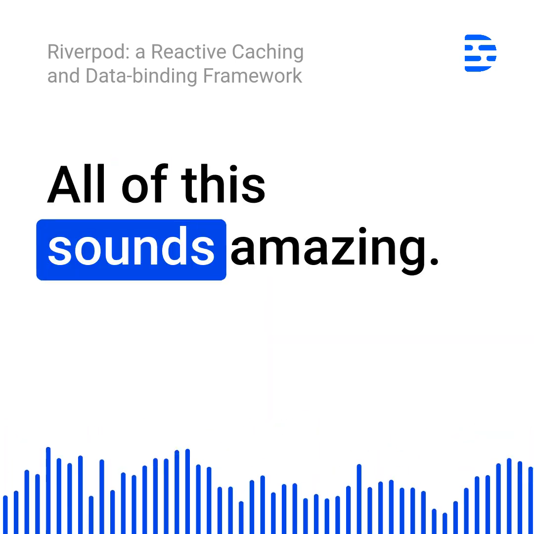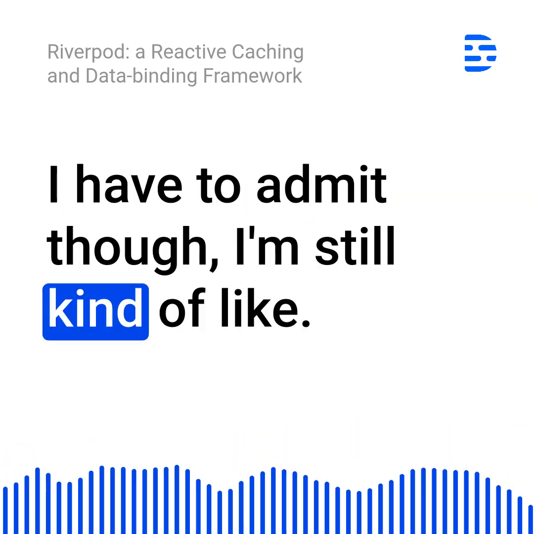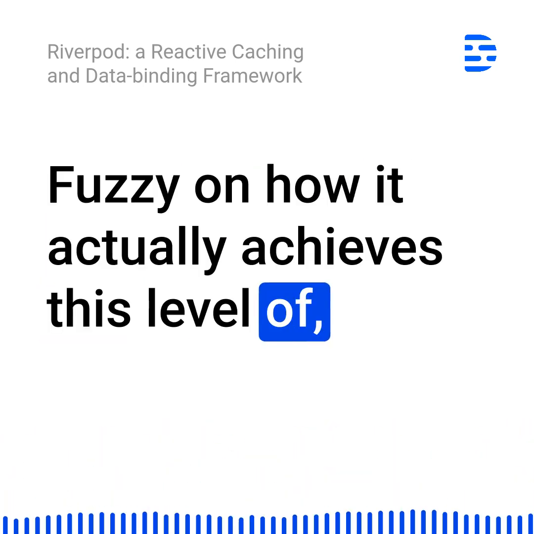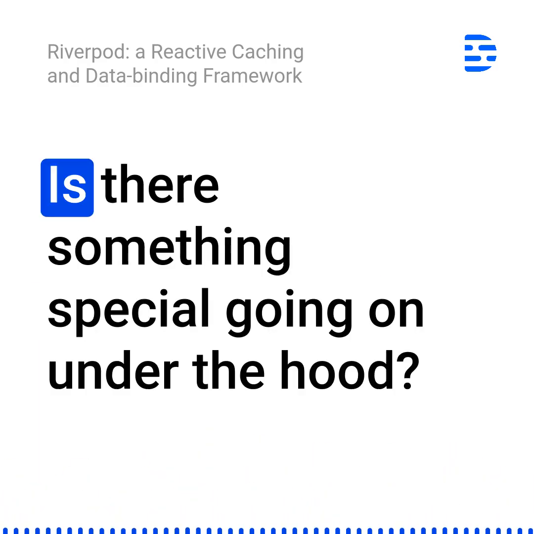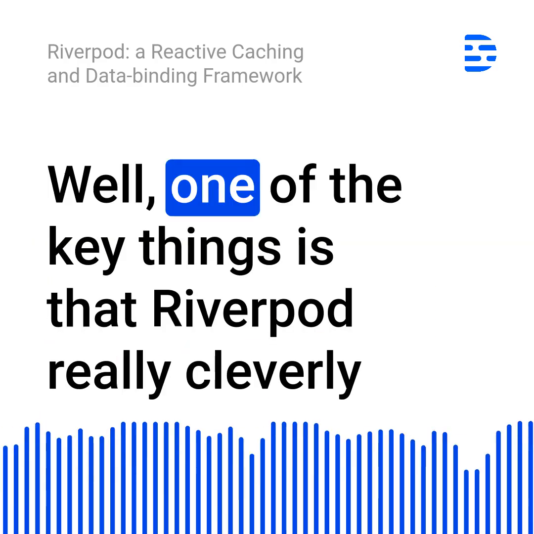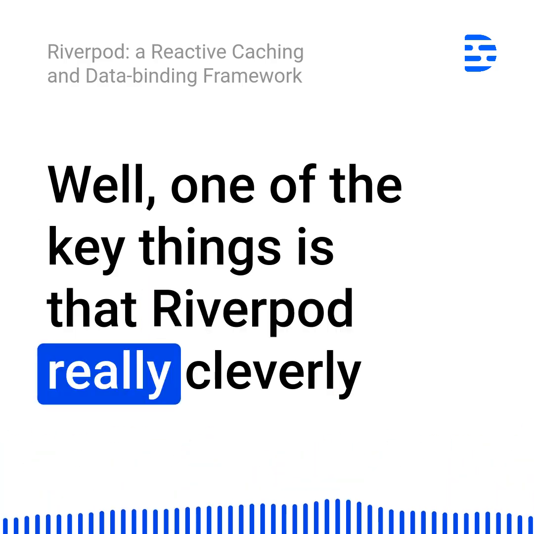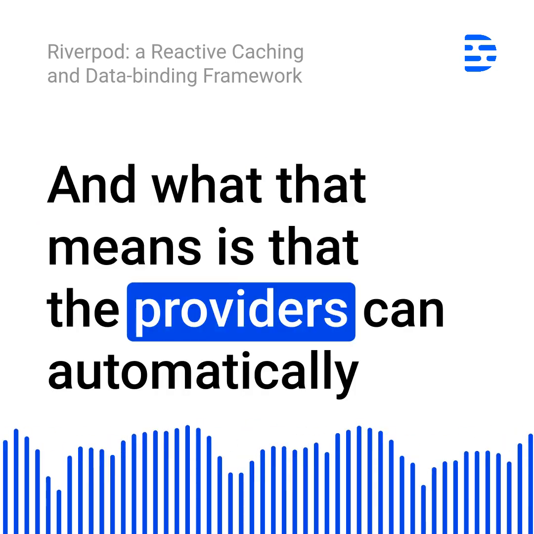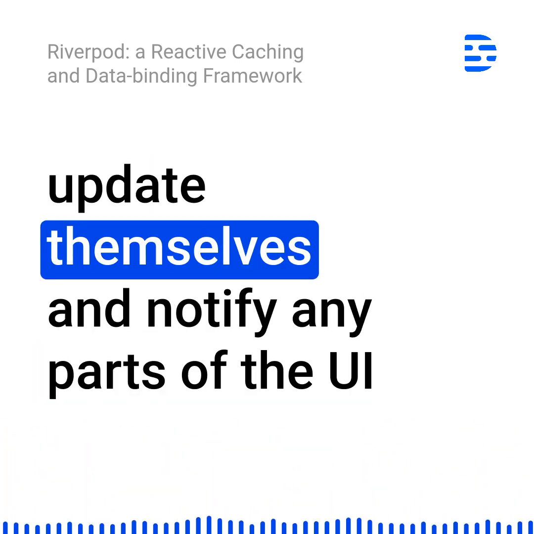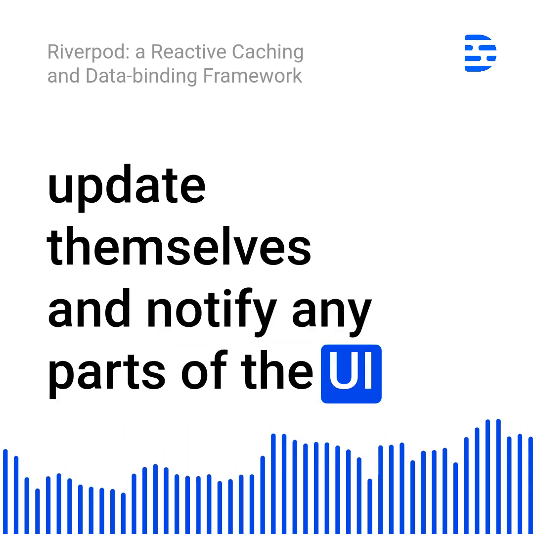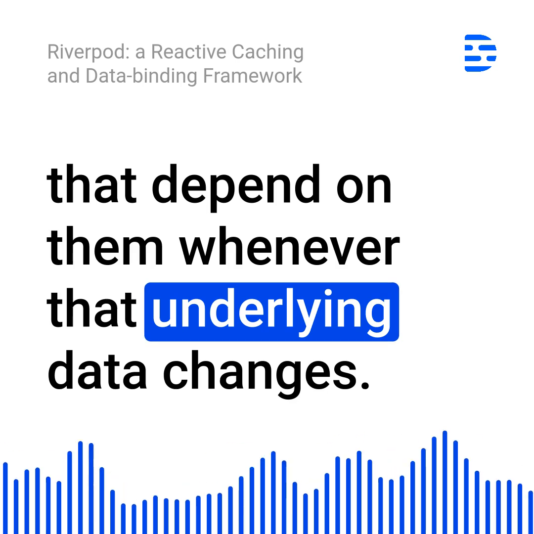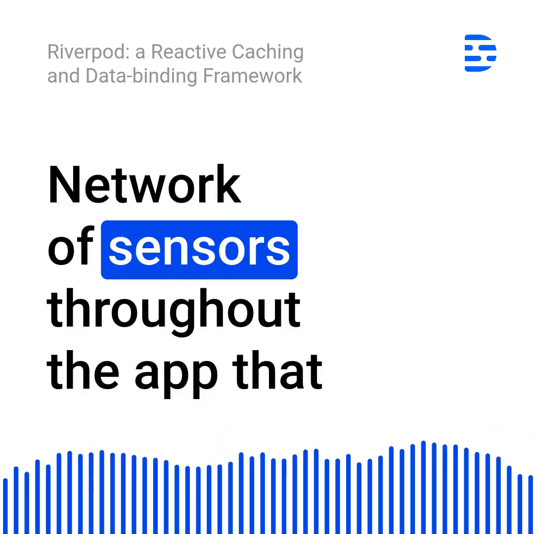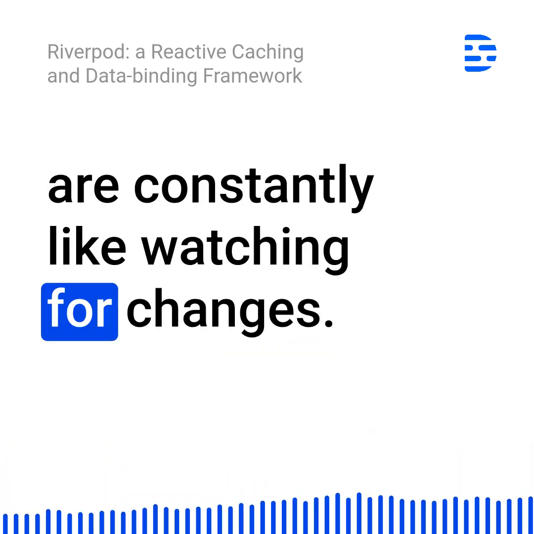All right. All of this sounds amazing. I have to admit, though, I'm still kind of fuzzy on how it actually achieves this level of efficiency and performance. Is there something special going on under the hood? Well, one of the key things is that Riverpod really cleverly leverages reactive programming, right? Right. And what that means is that the providers can automatically update themselves and notify any parts of the UI that depend on them whenever that underlying data changes. So it's like you've got this network of sensors throughout the app that are constantly watching for changes.